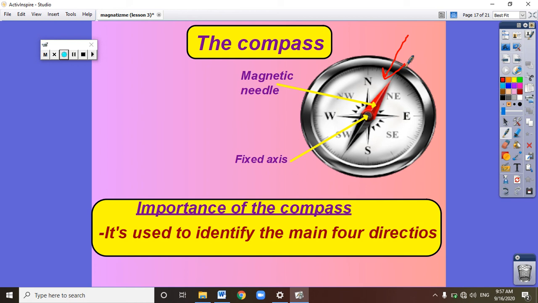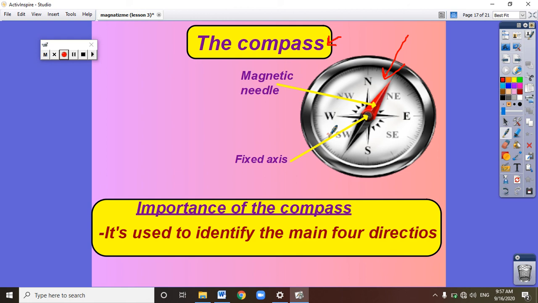That's the compass. The sailors, when they are sailing in the sea, need to know the direction: the north, the south, the east, the west. They use what? They use the compass. So the compass is a tool which helps us to identify the main four directions, which are north, south, east, west.